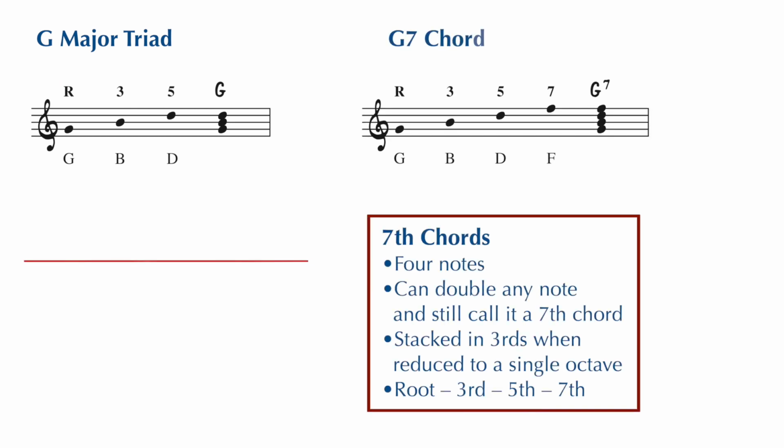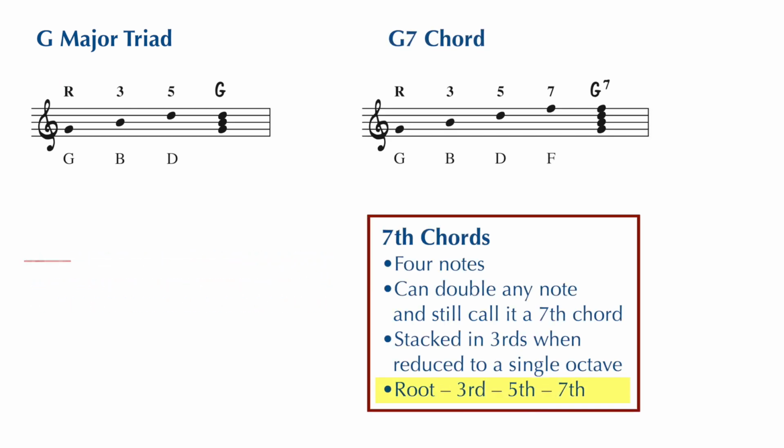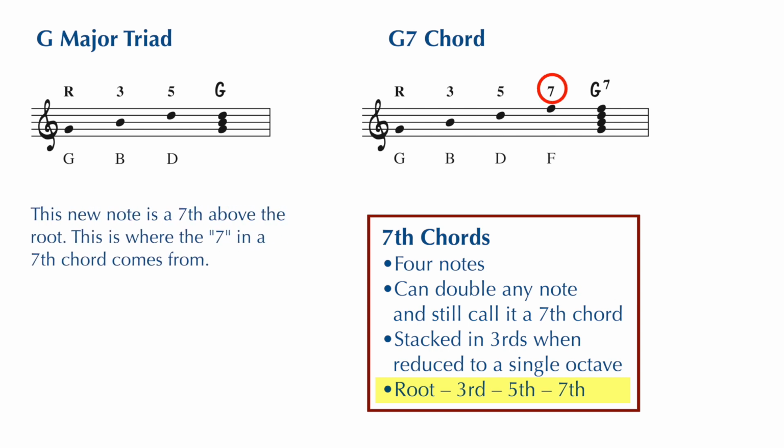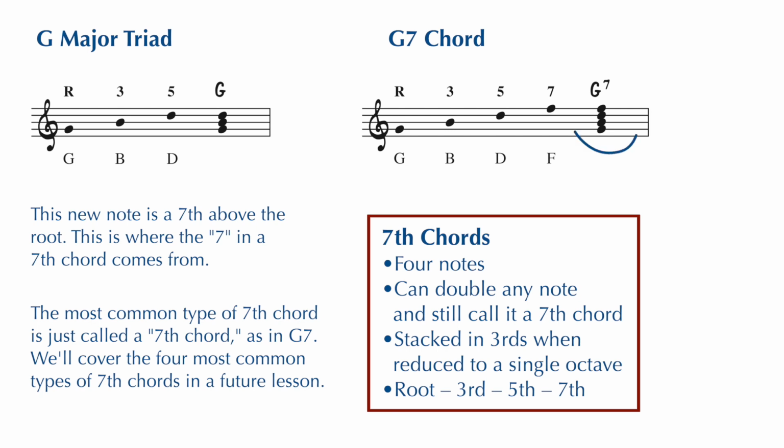When you build a 7th chord, you stack another third above the fifth of the chord. And this note is a 7th above the root, and that's where the 7 in a 7th chord comes from. The most common type of 7th chord is just called a 7th chord, and this chord is called G7. This G7 is a dominant 7.